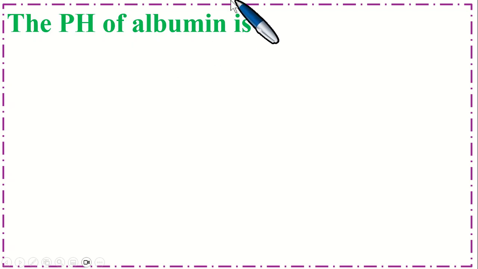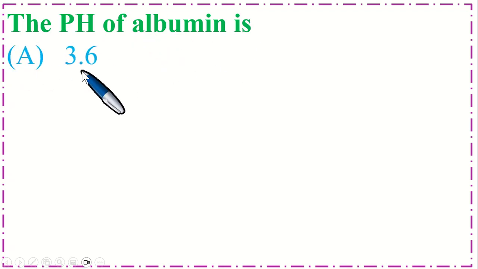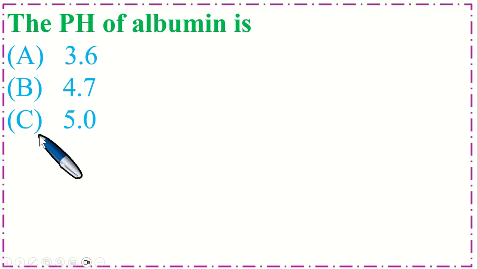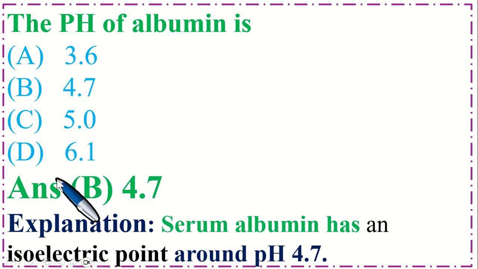The isoelectric pH of albumin is option A, 3.6, B, 4.7, C, 5.0, and option D, 6.1. So the correct option is B, 4.7. Serum albumin has an isoelectric point around pH 4.7.